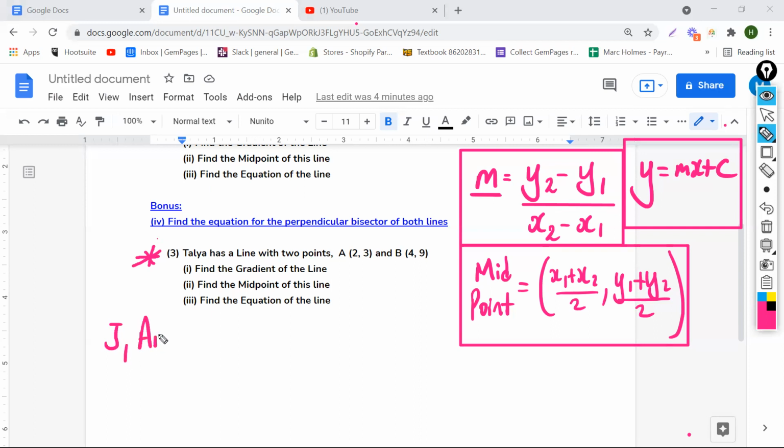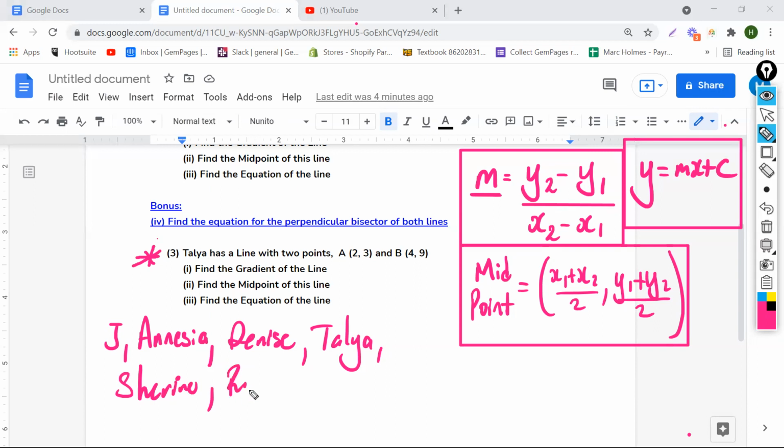Jay, Anicia, Denise, Talia, Shireen, Rosalie.